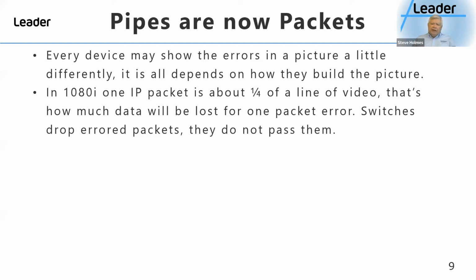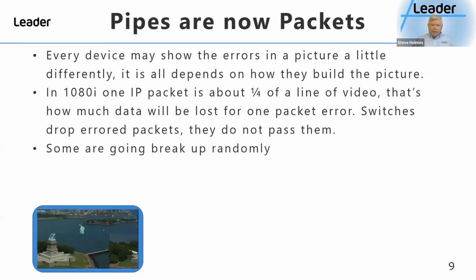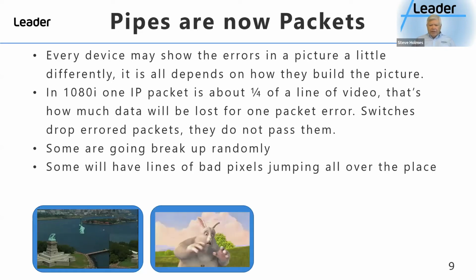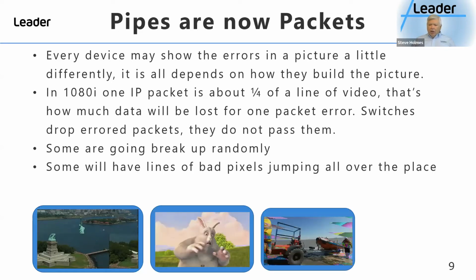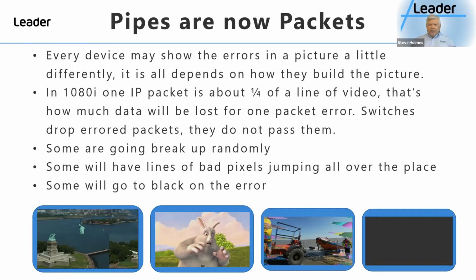The other unique thing is that switches drop error packets. They do not pass them through the network. So some devices are going to break up randomly. Some devices have different errors all over the place, get stripes, get weird coloring. Then some devices just turn around and go off.